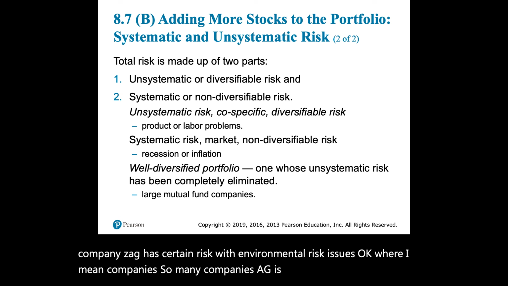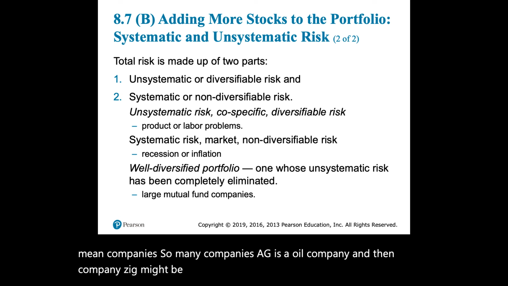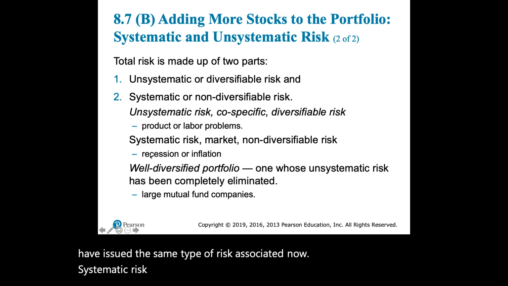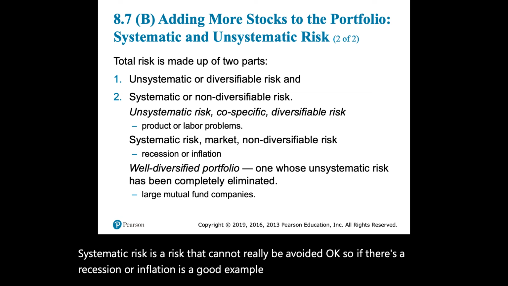Now, systematic risk is a risk that cannot really be avoided. So if there's a recession, or inflation is a good example, it's really hard to offset inflation. So again, with a well-diversified portfolio, we can minimize or eliminate unsystematic risk. That means that we have offsetting stocks, and if one performs badly, the other one's going to perform well.